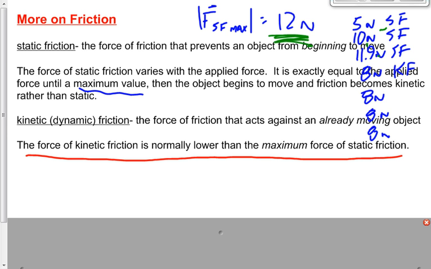Lane's desk, static friction was 5 the first time. Kinetic friction was 8. But the maximum force of static friction on Lane's desk was 12. And kinetic friction was still 8. So it was lower than the max value. Yep. When would it be higher? I can't think of a situation where it would be higher.